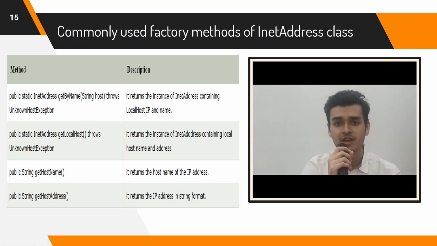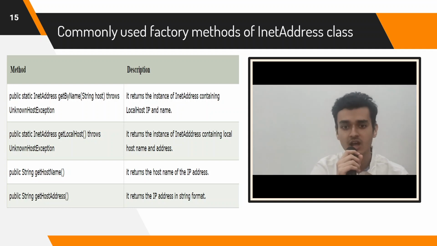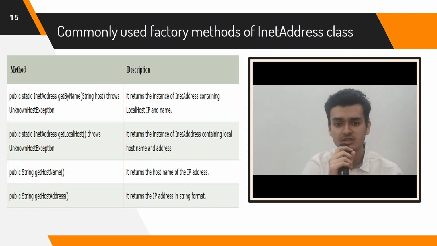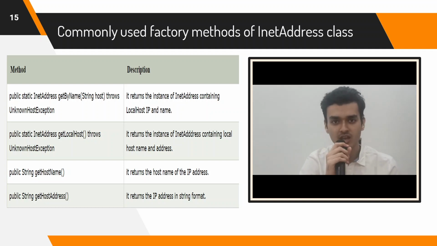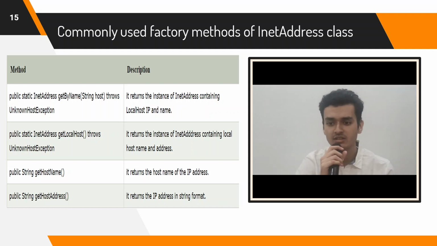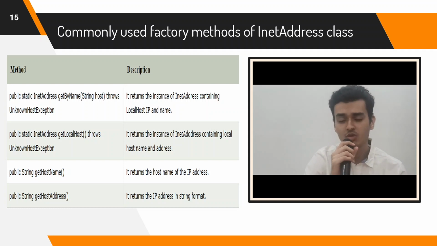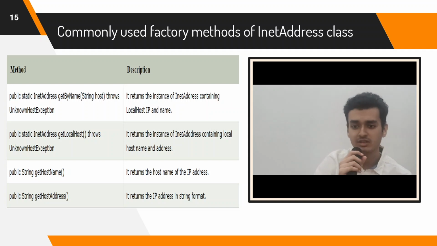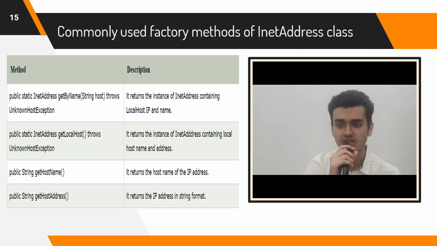Some commonly used factory methods in the InetAddress class are: first method is getByName method. This method returns the instance of the InetAddress class containing the localhost IP and name. Second method is getLocalHost method. This method returns the instance of the InetAddress class containing the localhost name and address. Third method is getHostName method, and this method helps to get the host name of the IP address. Another method is the getHostAddress method, which gets the IP address in string format.